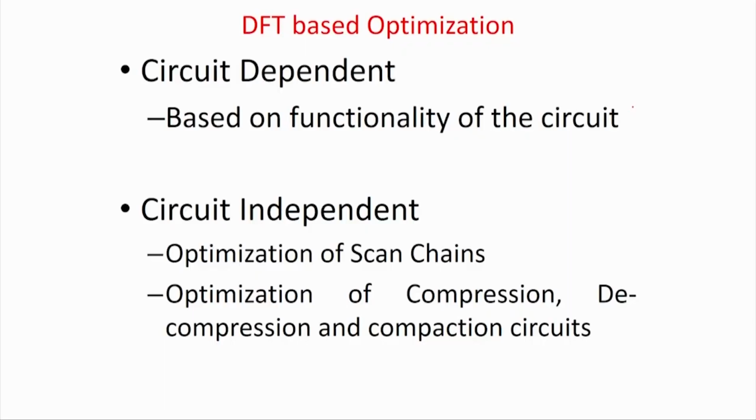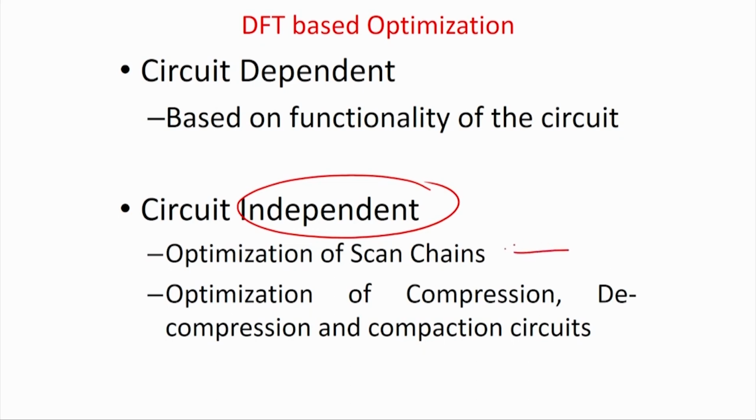As this is not a very generalized way of handling things, we are not going to look at the circuit dependent part; rather, we are going to look at the circuit independent part of DFT optimization. So what is the optimization of scan chains? We have seen that one of the most important DFT circuitries is the scan chain. For every flip flop we make it scan enabled so that you can make a chain out of it, so that you can very easily load the test patterns in sequential circuits and get the response out of it. First we will see the different ways of optimization of the scan chain.